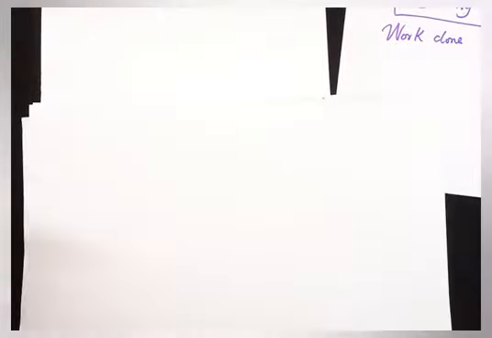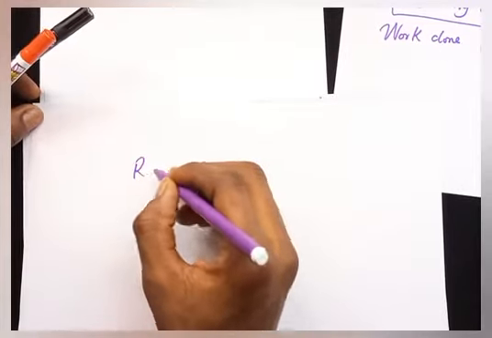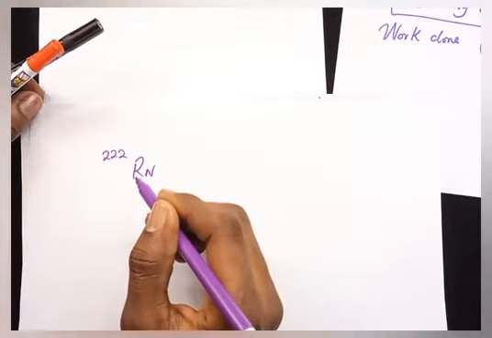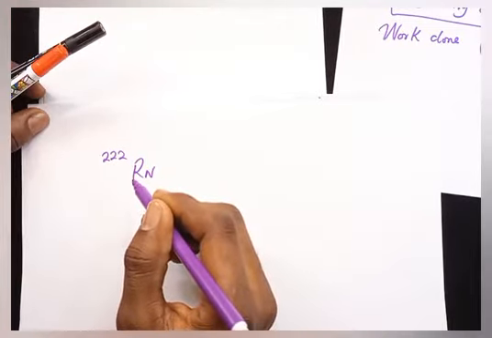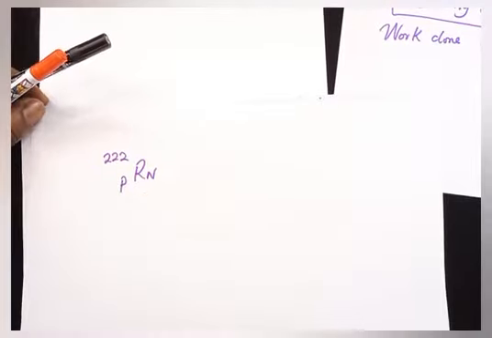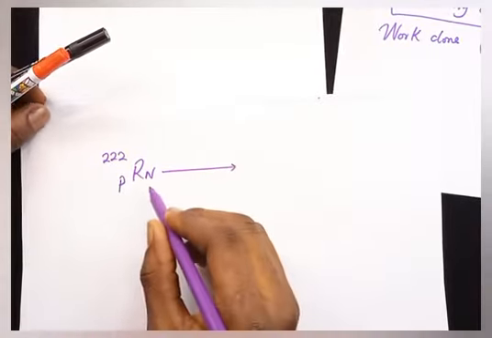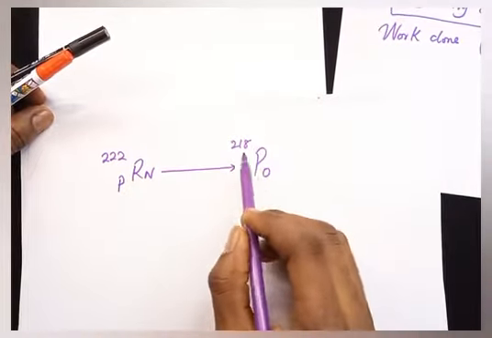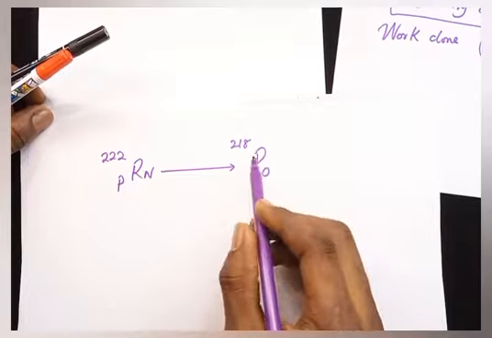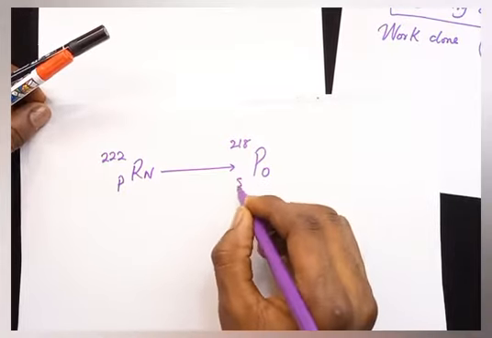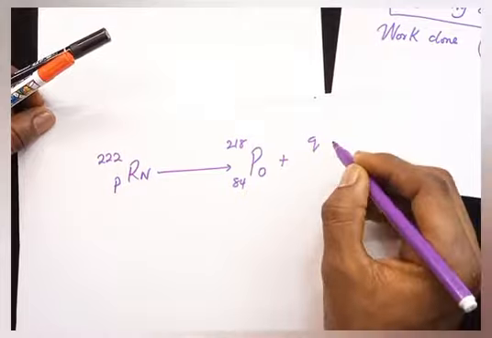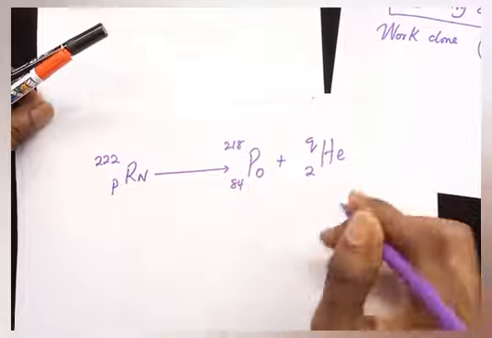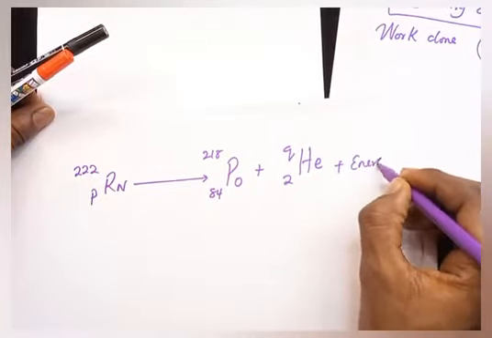So the question was like this: an atom, radon, has a mass number of 222, but we were not given the atomic number. Now, radon is unstable and dissociates to give polonium. Polonium has a mass number of 218 and an atomic number of 84. And then something was given up. A helium atom was given up, alongside its energy.